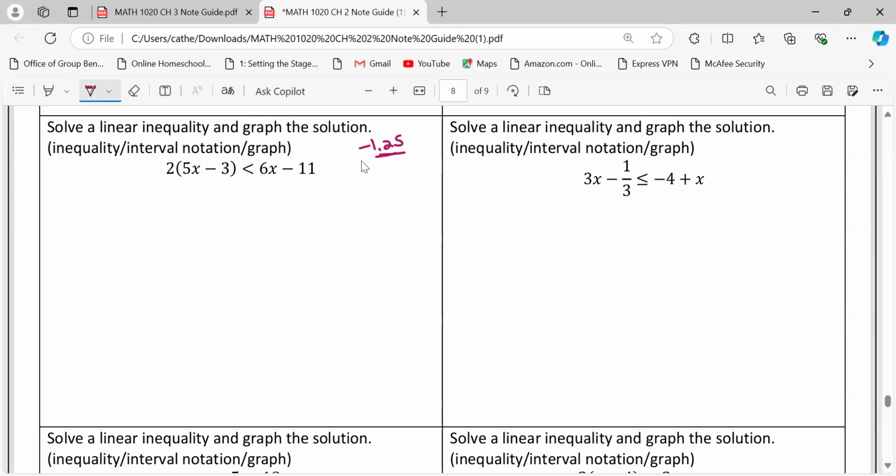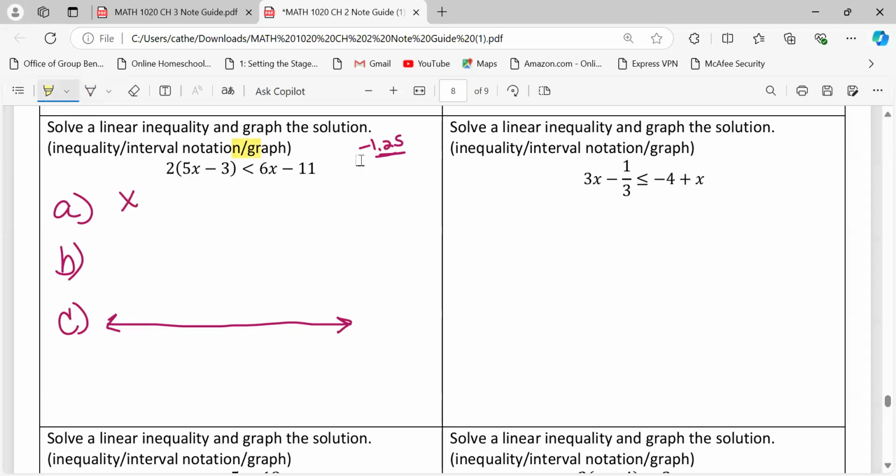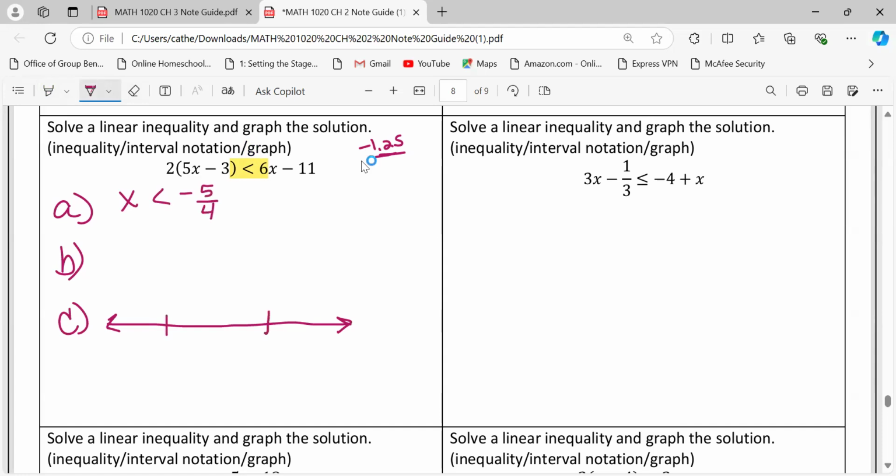I just put the decimal up there again just for reference. All right, so part A, you write X, bring down the inequality symbol exactly like you see it. And it was -5/4. On the number line, -1.25 falls between -2 and -1. The inequality symbol points in the direction you shade. So we're going to shade to the left.